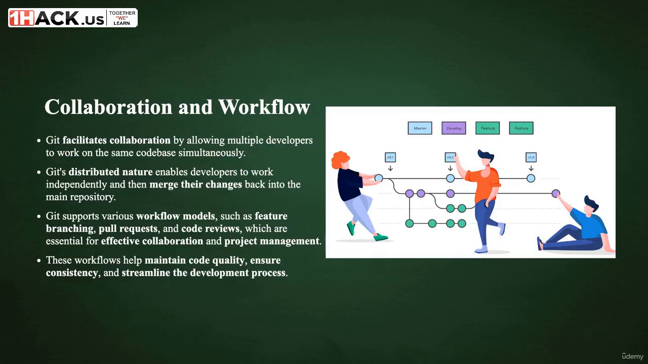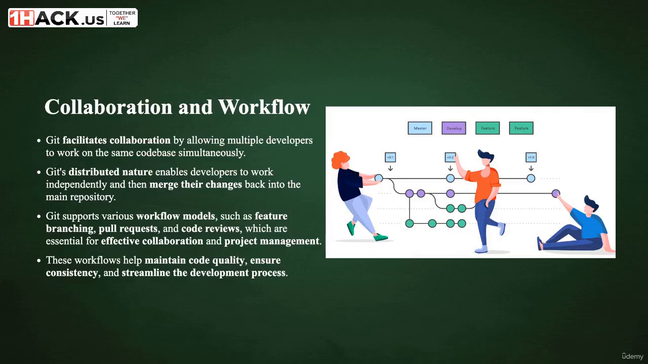Git supports various workflow models, such as feature branching, pull requests, and code reviews, which are crucial for effective collaboration and project management. These workflows help maintain code quality, ensure consistency, and streamline the development process.